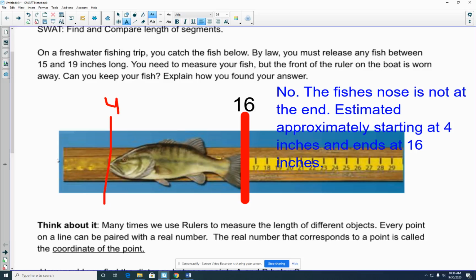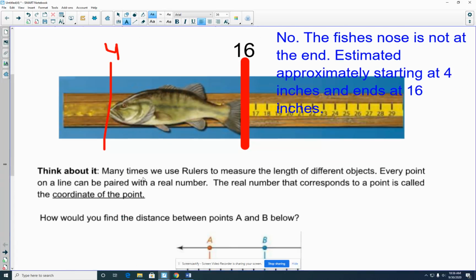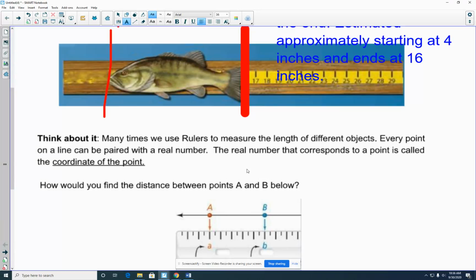Okay, so how does this tie into what we're going to do in today's lesson? Basically, we typically use a ruler to measure different lengths. Think about it in terms of every point on a line being paired with some sort of number. We call that number a real number. On a ruler, each little tick mark associates with some number. The real number that corresponds to a point is called the coordinate of that point.